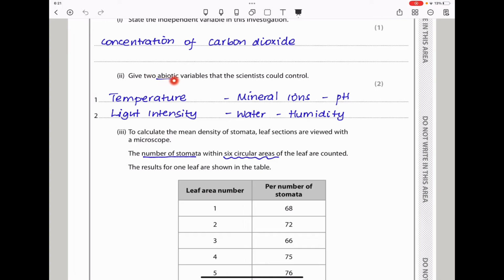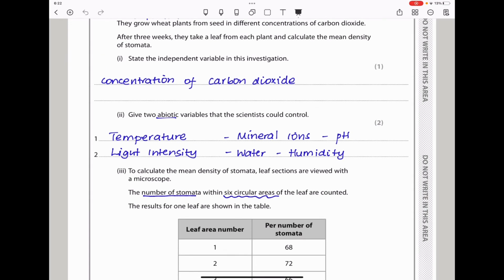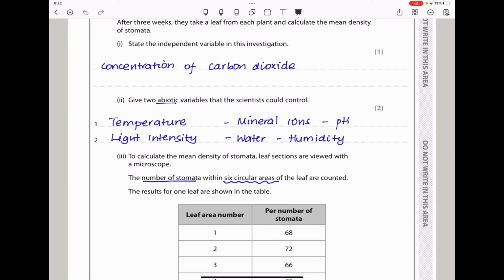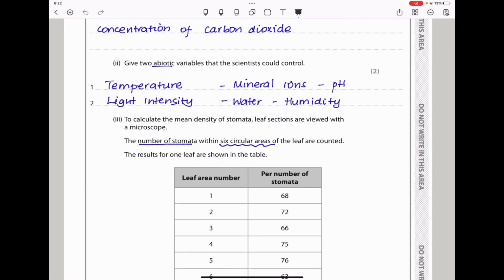They say give 2 abiotic variables the scientists could control. Abiotic means non-living. Since this is an experiment about changing carbon dioxide concentration and then observing how the plant is going to react, the temperature has to be considered, light intensity, mineral ions, pH, water, as well as humidity, and many more you could find.